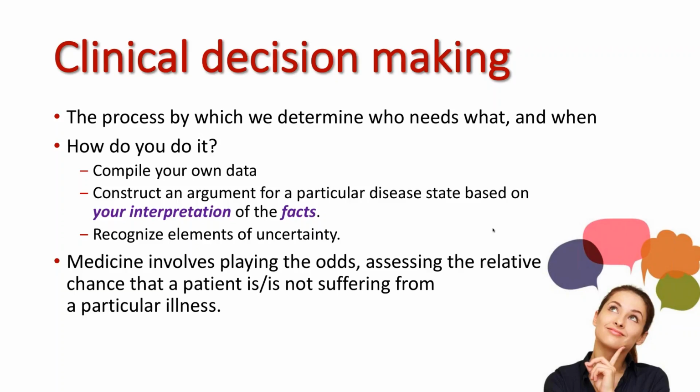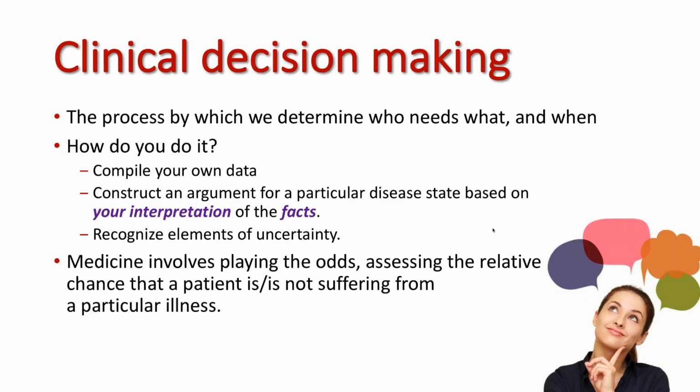Clinical decision making requires you to compile your own data. I think your own data is essential, that when you talk to the patient, you go through a process of data gathering. And using that data, you construct an argument for a particular disease state based on your interpretation of the facts. I would want you to look at these highlighted words, which are your interpretation and the facts. So we have to look at the facts and not what someone else tells us. And you have to make those interpretations yourself. And then finally, you must recognize elements of uncertainty.